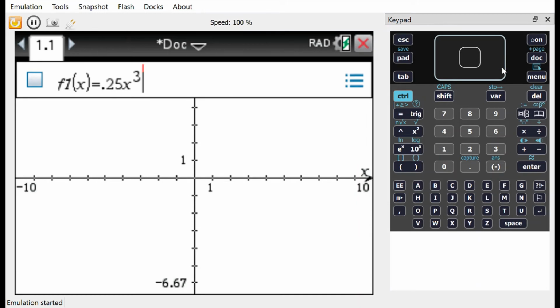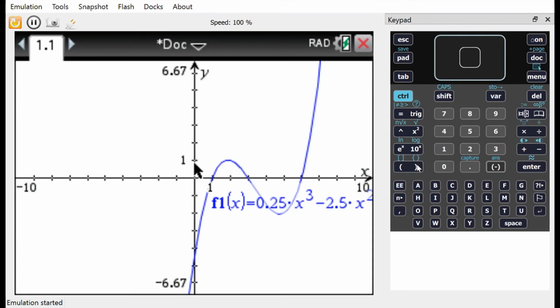So it's 0.25x cubed minus 2.5x squared plus 6.75x and then minus 4.5. Okay, I'll hit enter, and something similar to what we've been dealing with shows up on our screen.